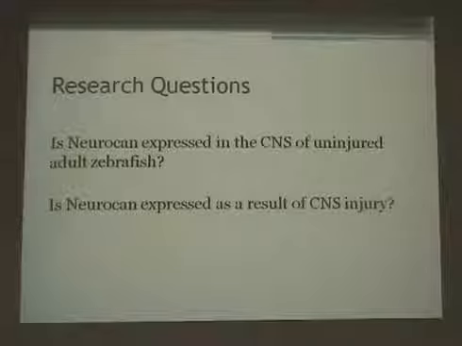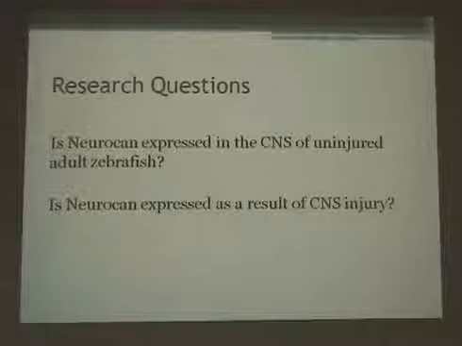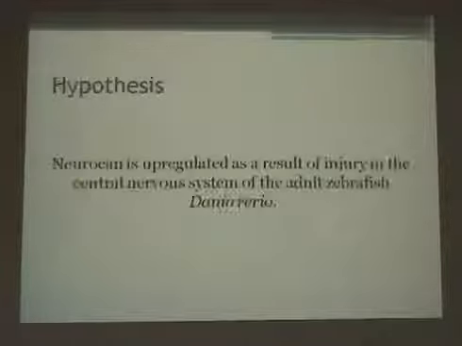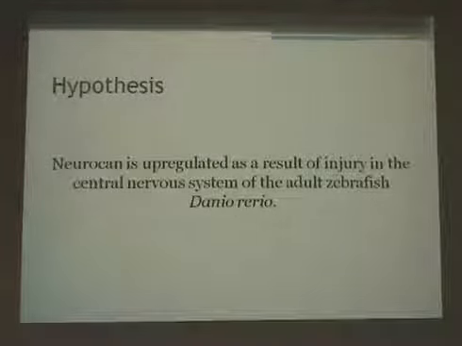So at this point, I saw myself with two questions. The first one being, is Neurocan expressed in the zebrafish before an injury happens? Or is the expression of Neurocan a result of an injury? So my hypothesis was that Neurocan is actually upregulated after an injury in the central nervous system of the adult zebrafish.